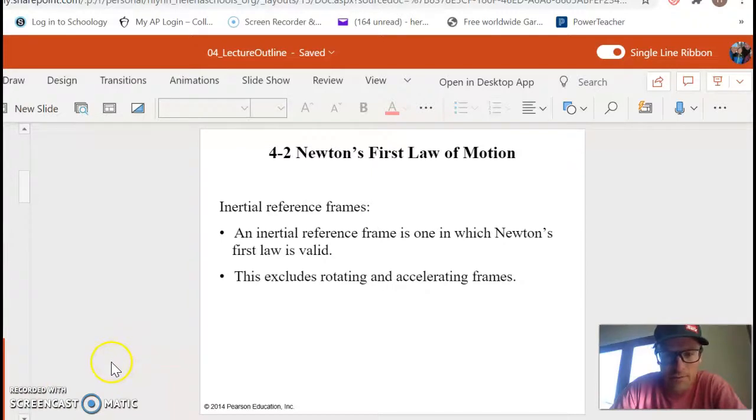Inertial reference frames. Okay, important thing. Inertial reference frame is, well, first let's talk about reference frame. Reference frame is a point of view to see the motion. There are certain points of view where Newton's first law is apparently violated. So this is rotating or accelerating reference frames.